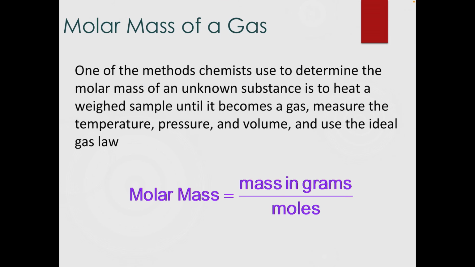Our molar mass, just as a reminder, is always our mass in grams over moles. So if at the beginning we calculate the grams of our substance and then we heat it up and turn it into a gas, we can use our ideal gas law to solve for our moles, which would be our n, and then we can do grams divided by moles to solve for our molar mass.